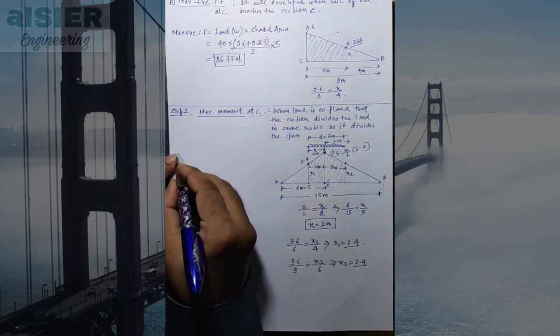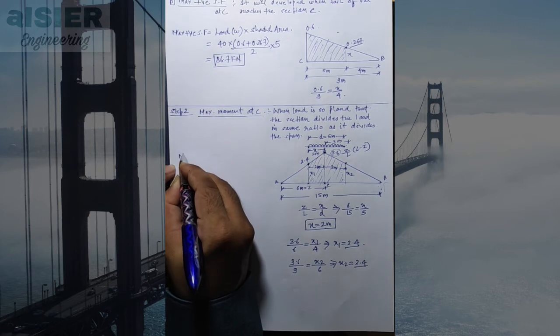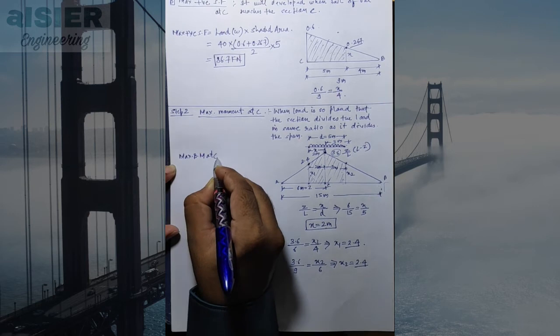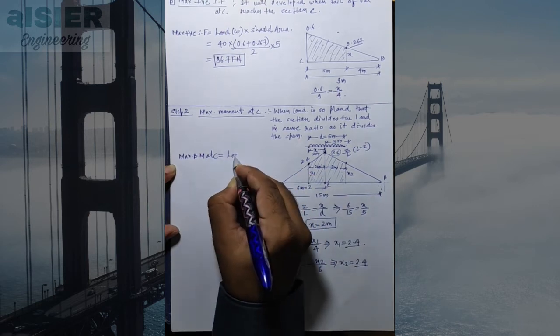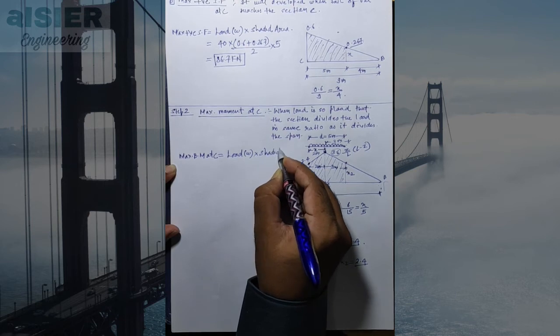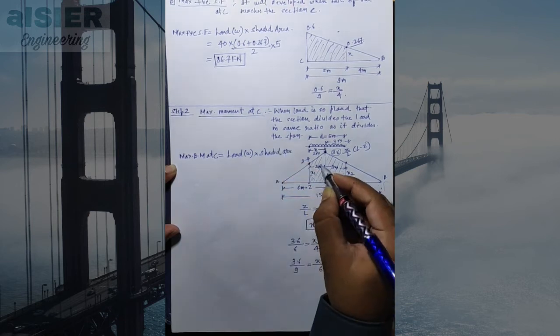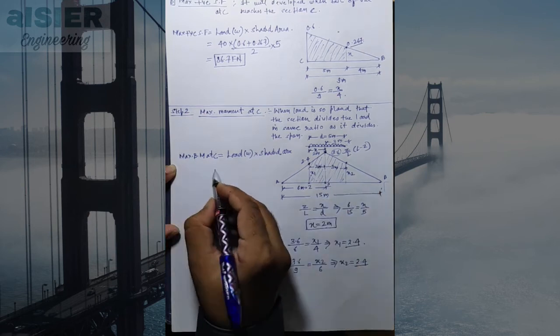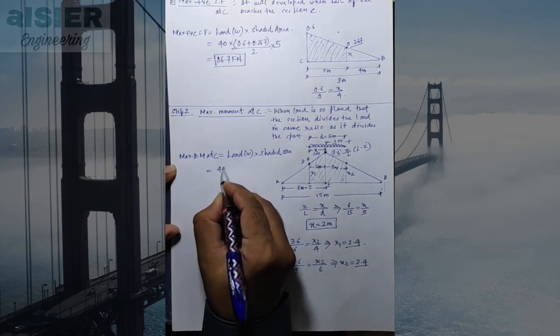Now therefore maximum bending moment at C will be equals to load W into shaded area, right? So this area below UDL is shaded area. So W is known to us, that is 40.